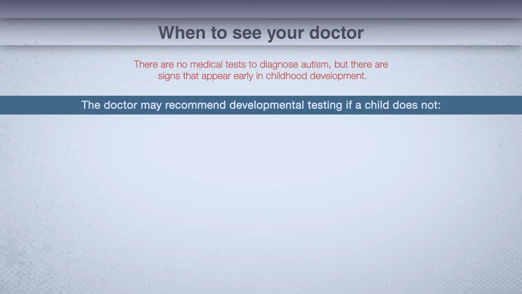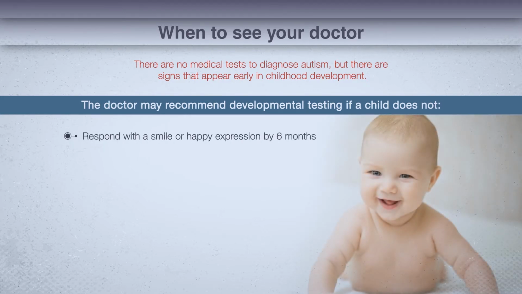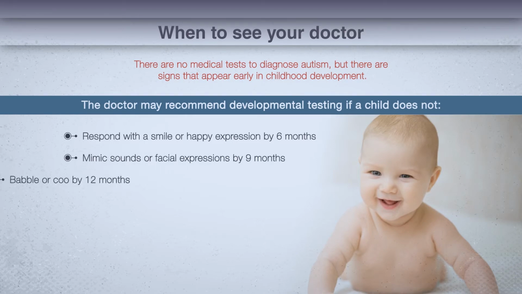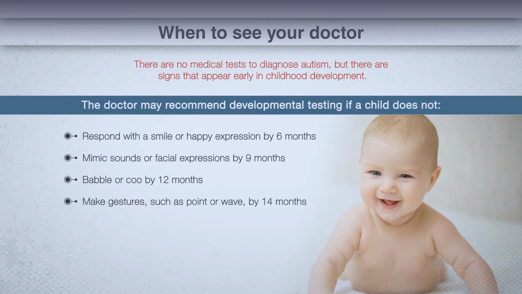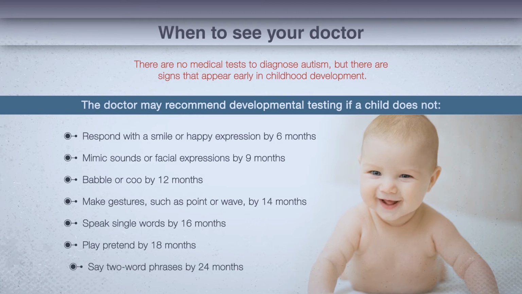Some signs that would warrant this testing would be if a child does not respond with a smile or happy expression by 6 months, mimic sounds or facial expressions by 9 months, babble or coo by 12 months, make gestures such as point or wave by 14 months, speak single words by 16 months, play pretend by 18 months, say two-word phrases by 24 months, or if they lose language or social skills at any age.